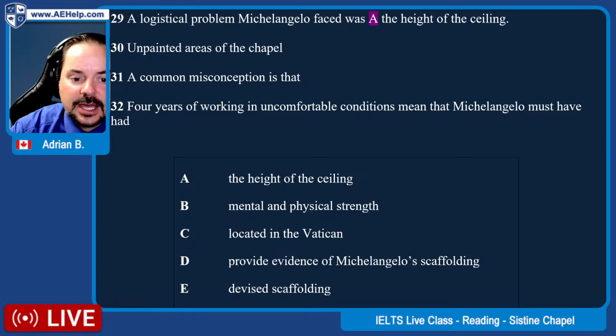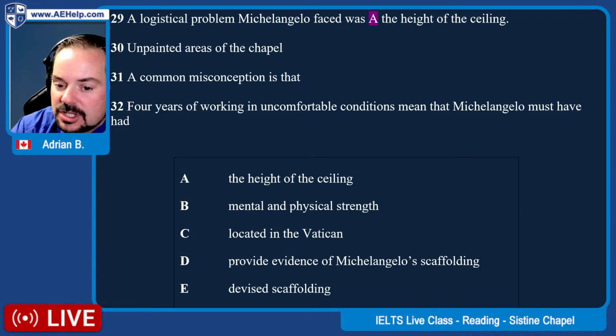So again, unpainted areas of the chapel. A common misconception is that 4 years of work in uncomfortable conditions meant Michelangelo must have had... We'll let everybody else do those ones at home, okay, Louis? Because now they know. Okay. Now they know. Yeah, so, agreed.